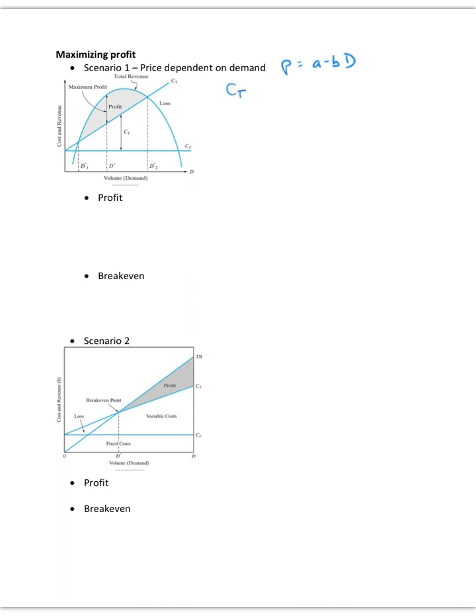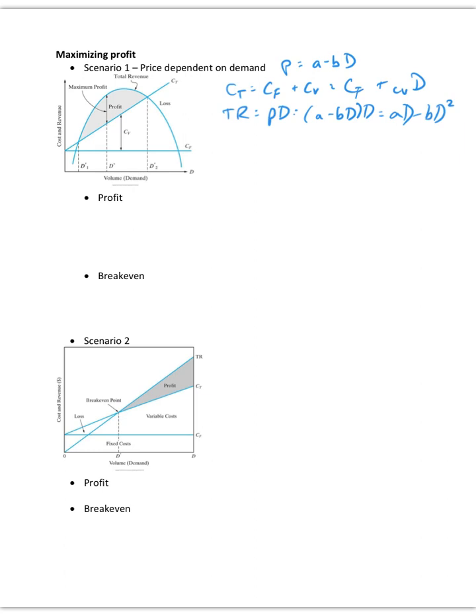But here we're still in the world where P equals A minus BD. And again, my total cost function is C sub F plus C sub V D, and my total revenue function is PD, which is A minus BD times D, which is AD minus BD squared. So on the graph on the left, you can see my total revenue function, the parabola, AD minus BD squared. You can also see the total cost plotted, right?